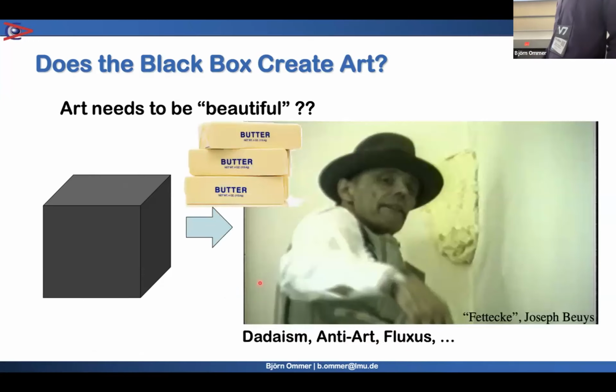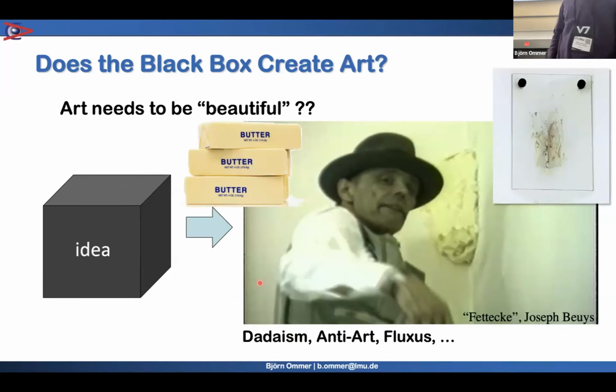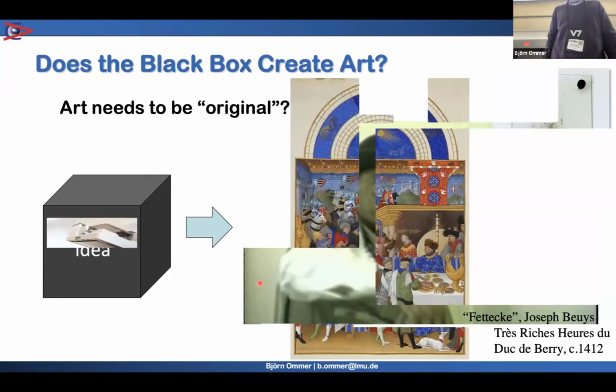Next thing, art needs to be beautiful. But then you have Beuys with his Fettecke, where he took several pounds of butter and just put them into this corner, which was also not convincing to everybody. There was a caretaker of this building who essentially removed this masterpiece, and this is the only thing that's left over from it. Probably there was too much of a stench, but the bottom line of Dadaism, anti-art, the Fluxus movement and all of these was that it's the idea that matters at the end of the day, not that you and I consider it beautiful. Who are we? It's in the eye of the beholder.